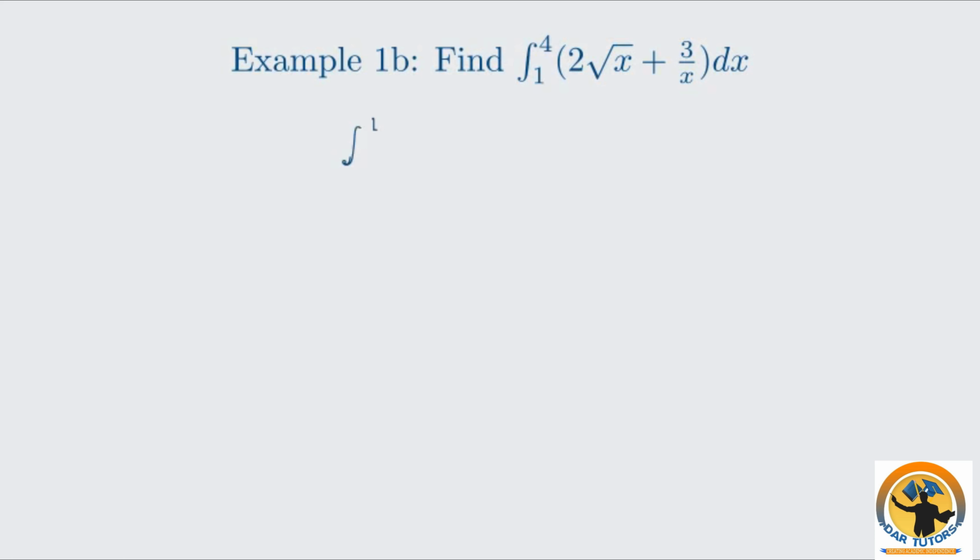The square root of x is x to the power of 1/2, and 3 over x is 3 times x to the power of -1. So our integral is from 1 to 4 of 2x to the 1/2 plus 3x to the -1. Now let's find the antiderivative.